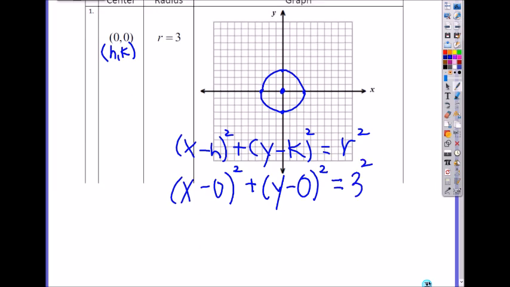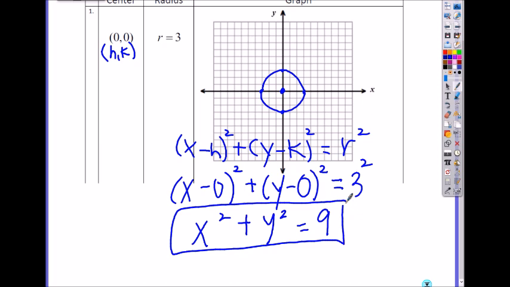Now you simplify. What is x minus 0? x squared. What is y minus 0? y squared. What is 3 squared? 9. This is your final equation of the circle. Do not just leave 3 squared. You have to evaluate it. Okay? Let's try a few more. Let's skip 2 and try number 3.